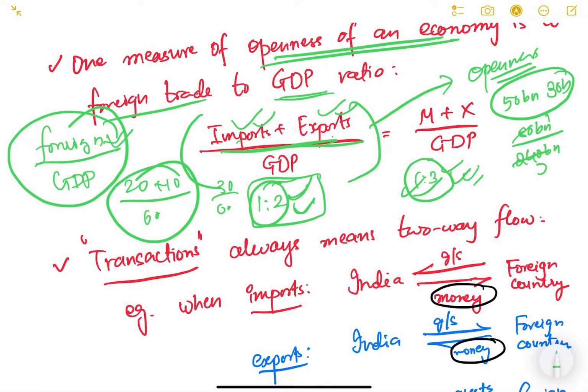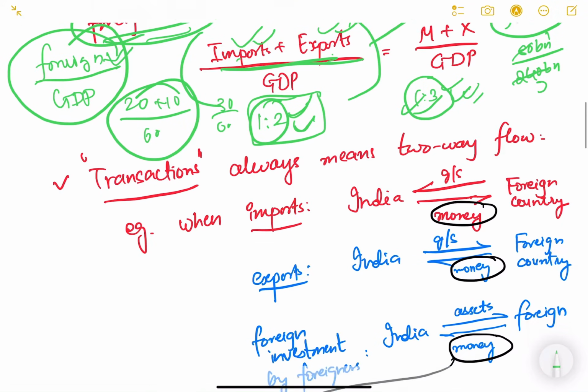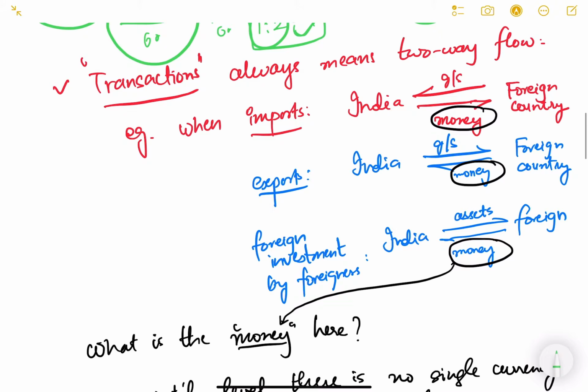So a question can come in the exam that what does the foreign trade to GDP ratio indicate? So it indicates the openness of the economy. Okay. So you just keep this in mind.